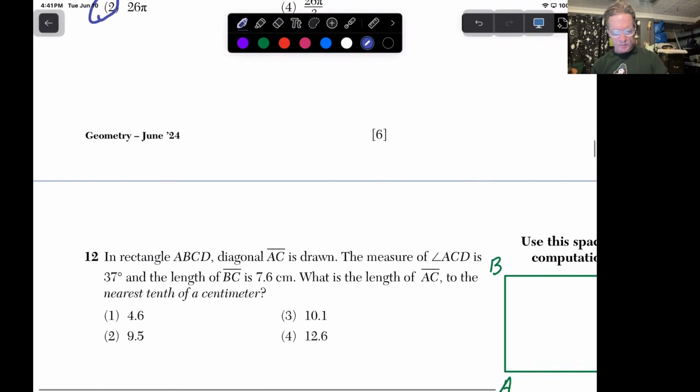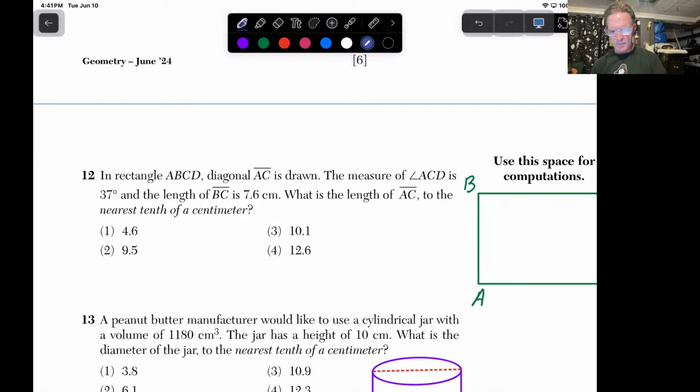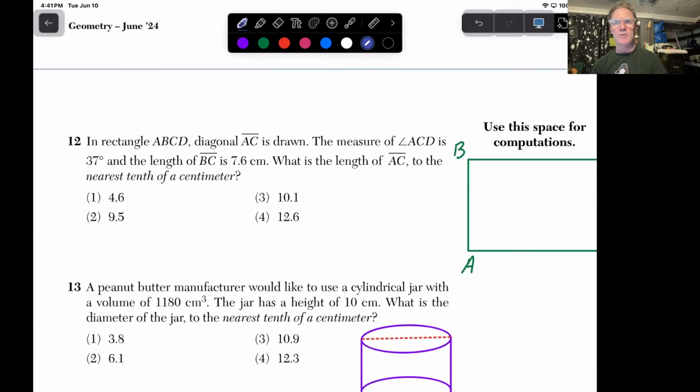Onward and upward. Number 12. Oh, I even sketched the diagram already. I was prepared.